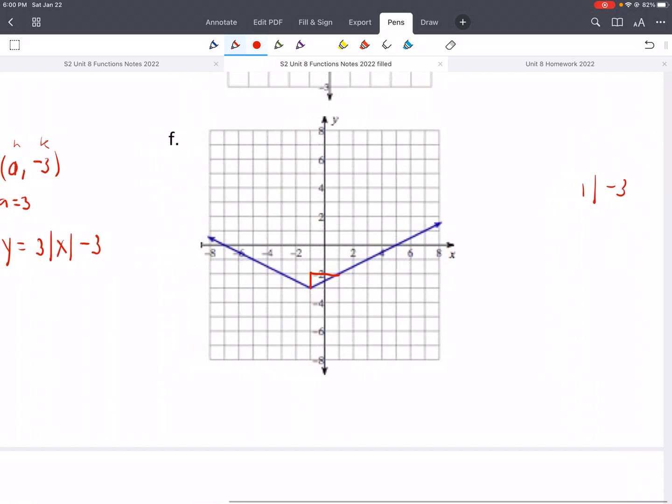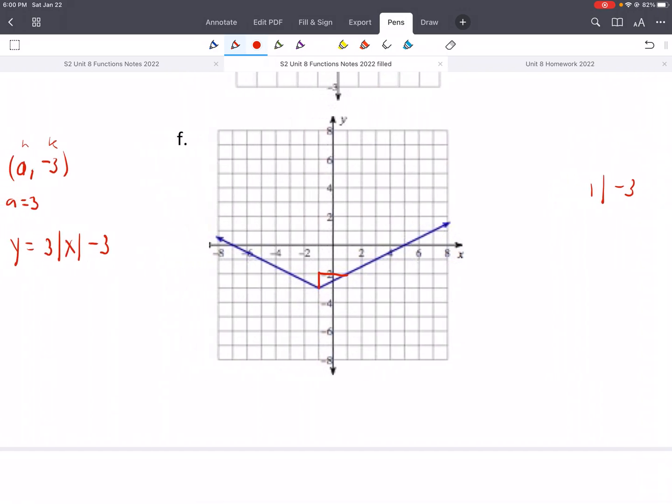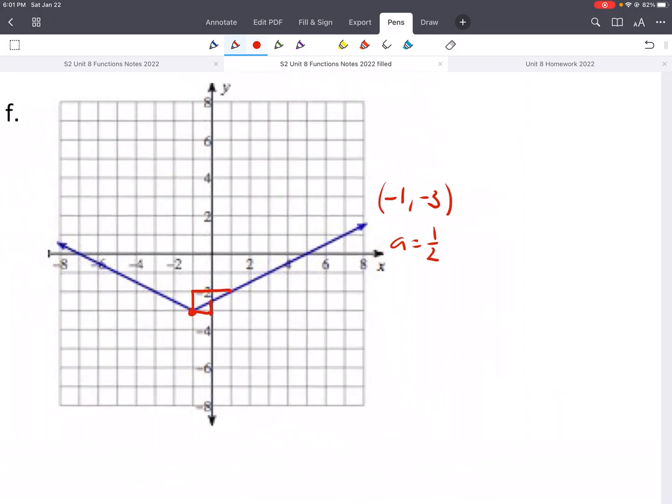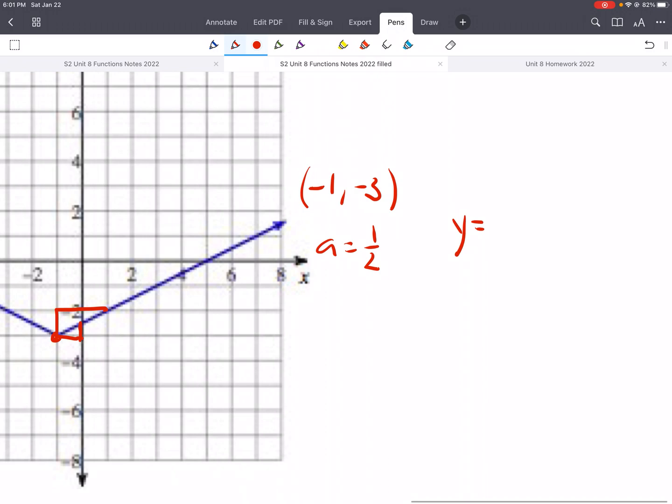So here's another example. Looks like I didn't erase that all the way off either. So here you start with your vertex. Looks like it's -1, -3. And then you can do rise over run, 1 over 2. So a would be 1/2. Or you could go over 1 up how much, and that's 1/2. So either way, you get the same thing. So y equals 1/2, absolute value of x minus h, so plus 1, and then -3.